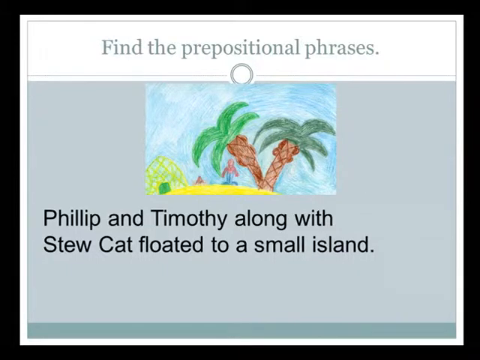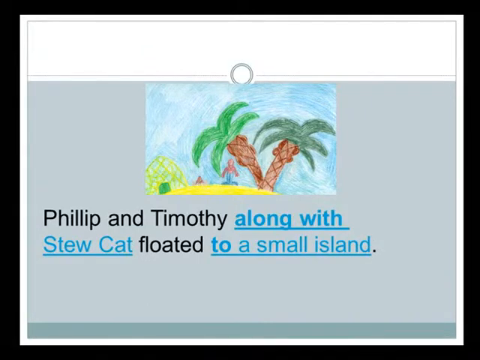Philip and Timothy, along with stew cat, along with, as you can see, a preposition, floated to, another preposition coming up here. So one prepositional phrase, as you noticed, is along with stew cat, and the other prepositional phrase is to a small island.